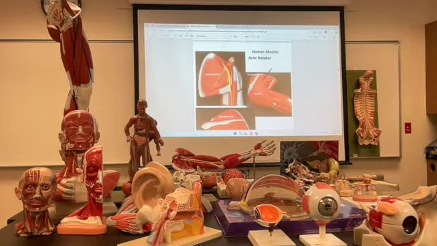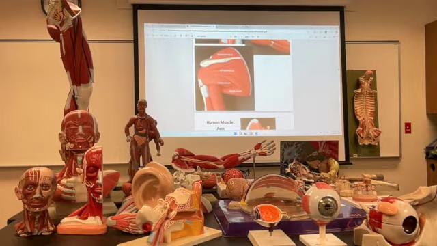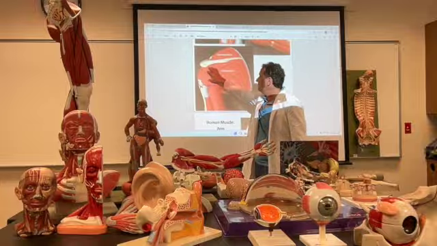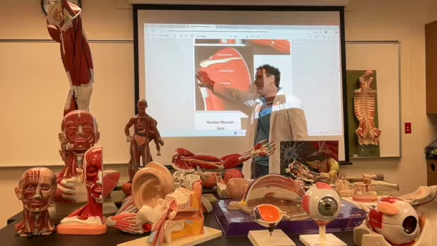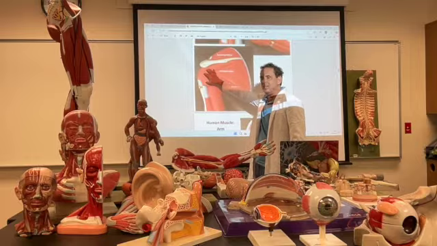So subscapularis, supraspinatus is above the spine, infraspinatus is below the spine, deltoid covers them all. Here the deltoid's removed, so you see the supraspinatus, infraspinatus, the teres minor, and then the teres major. And here, you can see how all of those muscles create a capsule or a rotator cuff on top of the head of the humerus to keep the head of the humerus in the glenoid cavity.